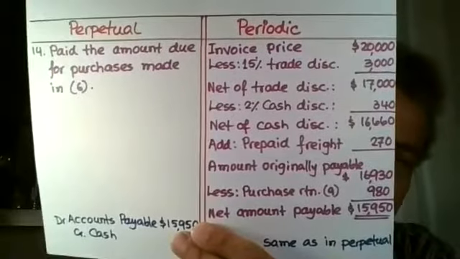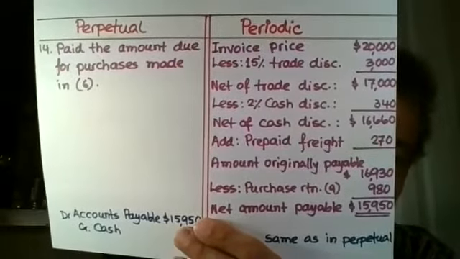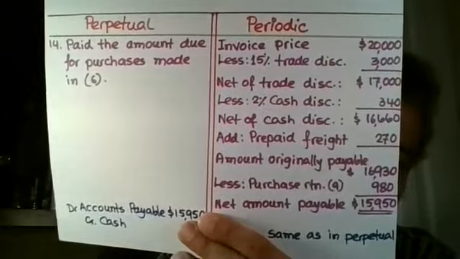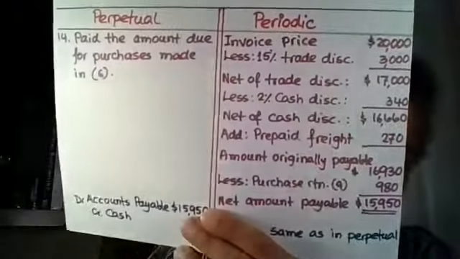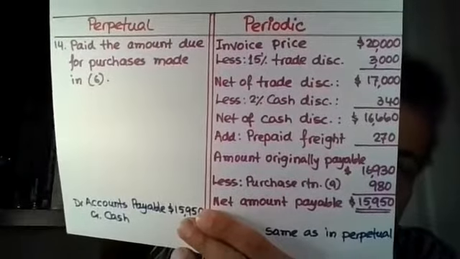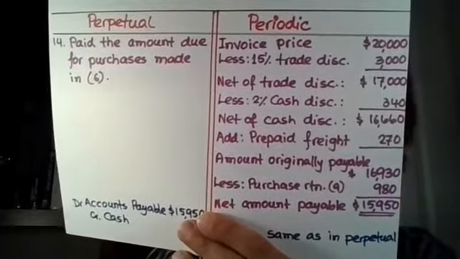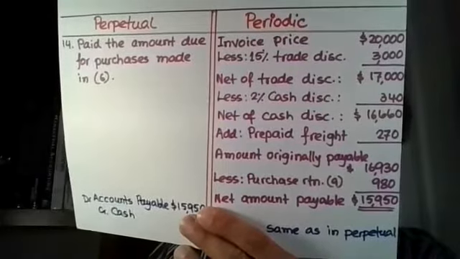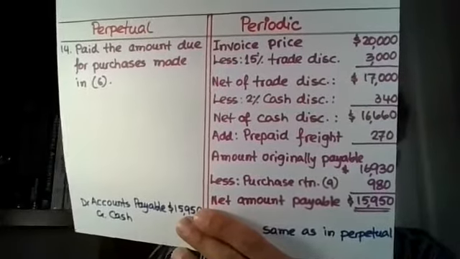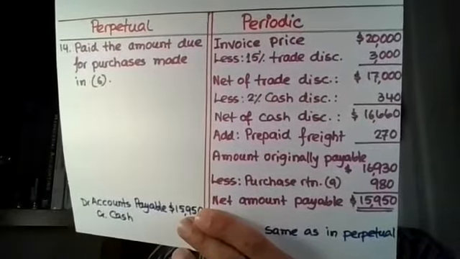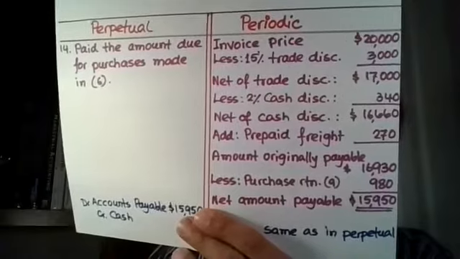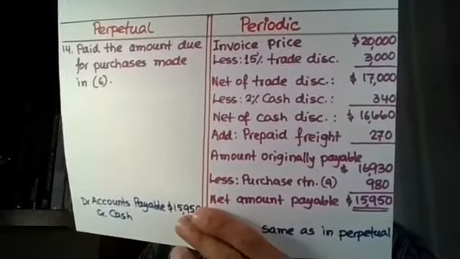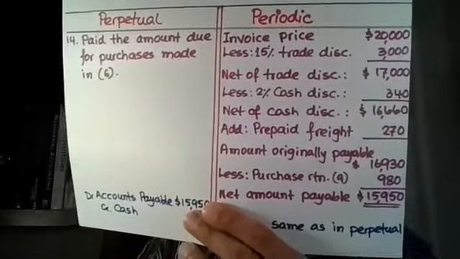The original purchase price was $20,000 minus the trade discount $3,000, so that leaves us with 17,000, minus cash discount 340 leaves us with 16,660 plus 270 freight. So this is a repeat of a calculation that I've shown before. But now take off the amount returned. So the amount originally payable was 16,930, including the freight. Then we have the purchase return, which was 980. So the net amount payable is $15,950. That's the net amount payable.